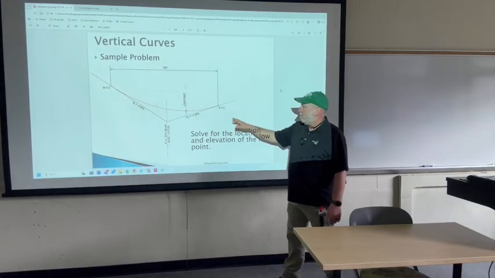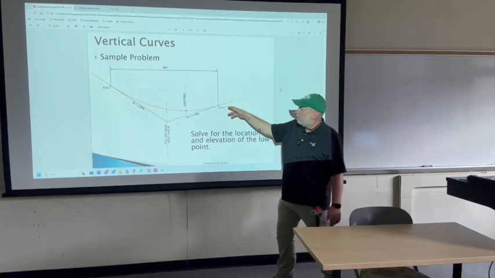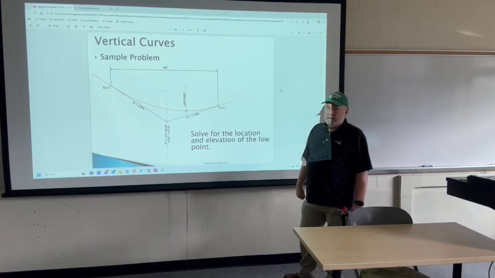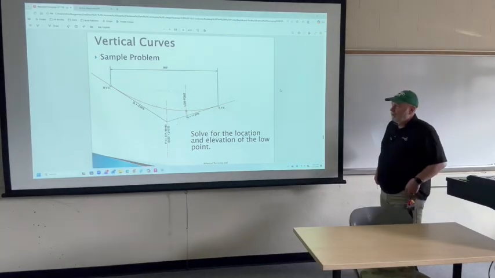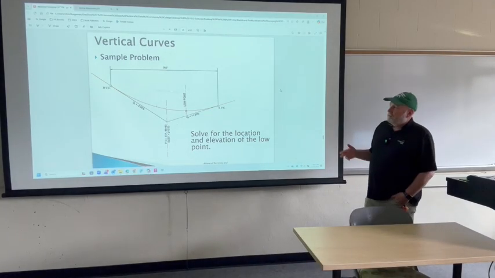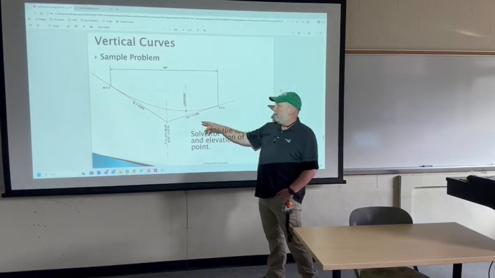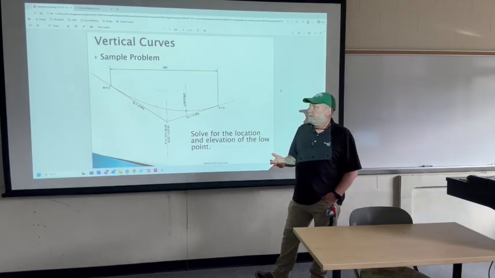We could also do the same thing for the EVC here, calculate the station being that 350 divided by 2 plus your PVI station. And then also having that length and the slope, you could calculate the elevation pretty handily. So with that, what this problem's going through here is, where is this low point? We need to find the station, we need to find the elevation.